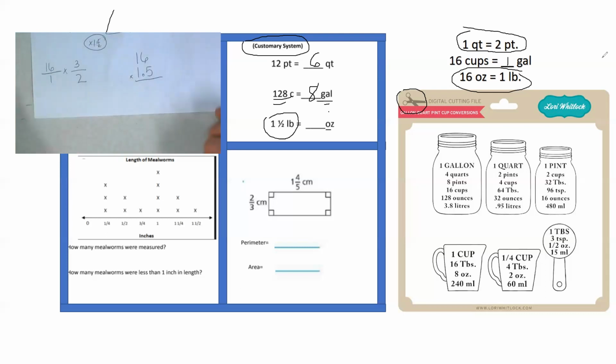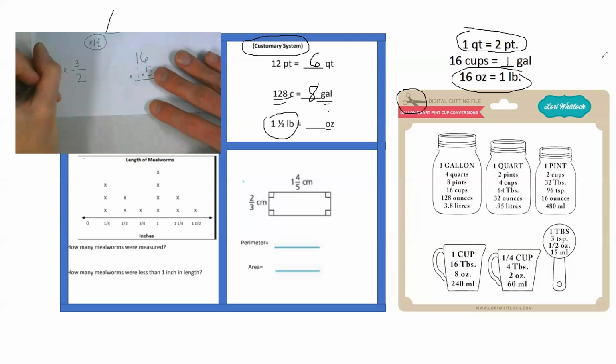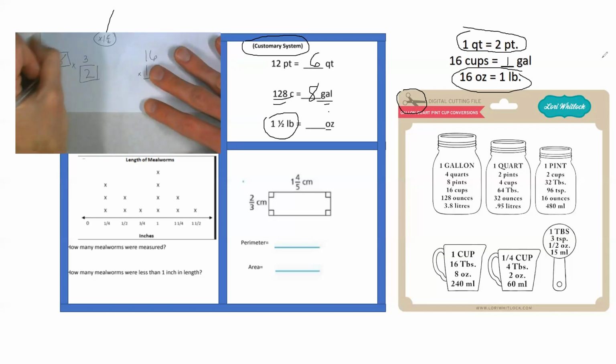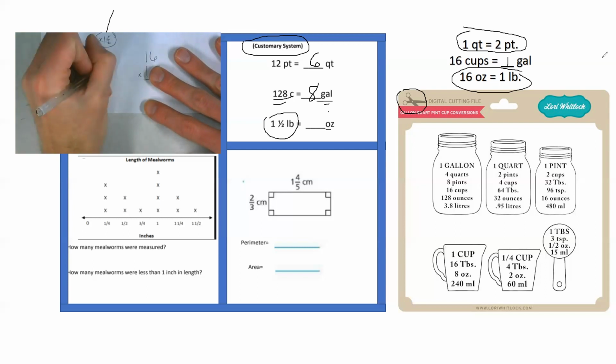Okay. If you're going over here and you know that you can reduce first, do it. That's great. That would turn into an 8. That would turn into a 1. 8 times 3 is 24. So your answer is 24.